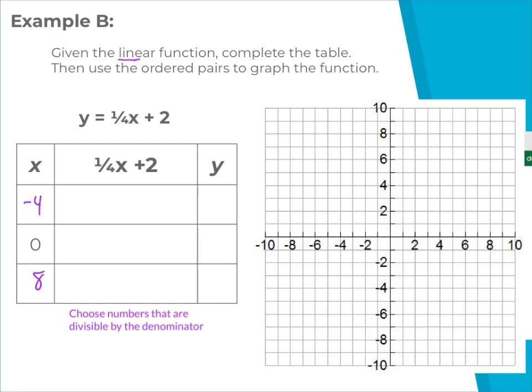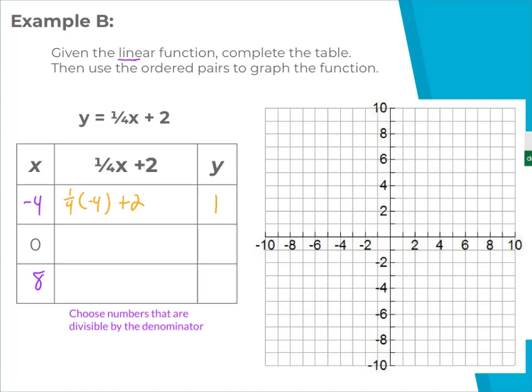So again, we're going to start with our substitution. Again, you can use your calculator or you can do it in your head. We've got 1/4, substitute in -4. We should show our work either way, plus 2. So now if I do 1/4 times -4 or -4 divided by 4, it's the same thing. I get -1. -1 plus 2 is going to be +1.